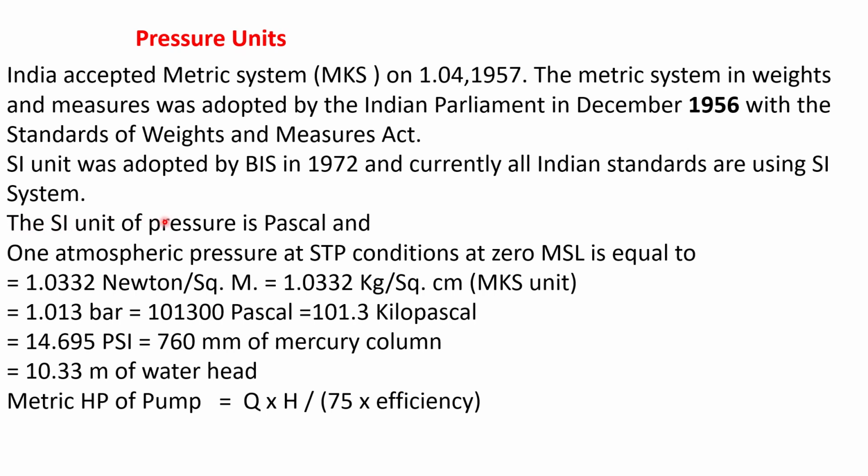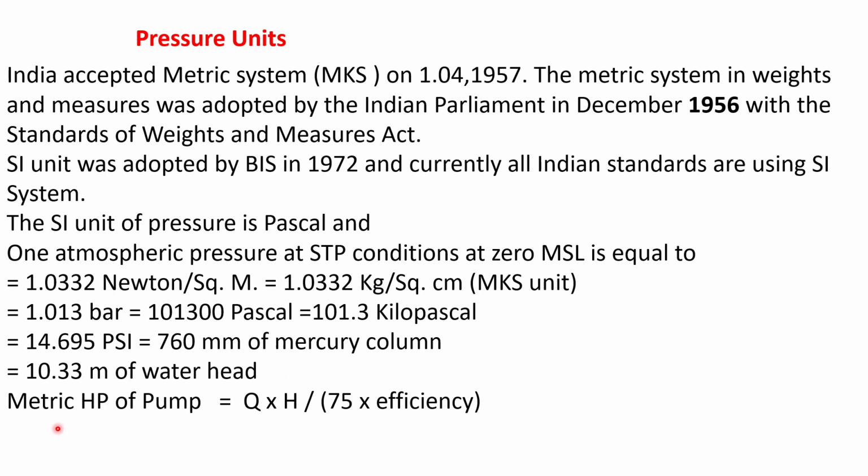The SI unit of pressure is Pascal. This is a very small unit. So 10 to the power 5 Pascal is equal to nearly 1 atmosphere. So 1 atmospheric pressure at 0 MSL level and STP conditions is equal to 1.013 bar, which is equal to 101 kilopascals. This bar is an engineer's unit for pressure, and 1 bar is equal to 10.33 meter of water head.